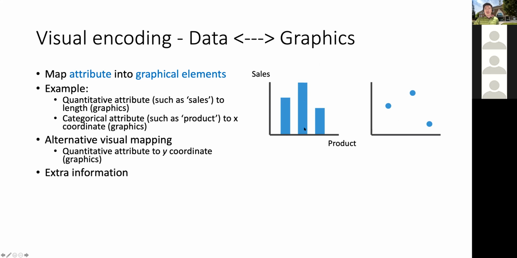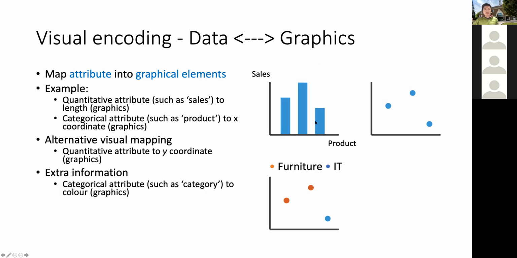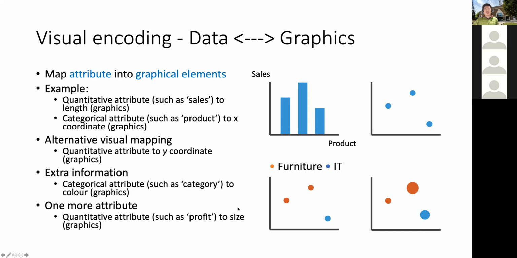And one thing you can potentially do with this kind of scatter plot visualization is encode extra information. For example, you can use color to indicate the type of product. So here, the red one represents furniture, and the blue one represents IT products. And in theory, you can do this with a bar chart as well. Okay, and you can even have one more attribute in this sense: you can use the size of the circle to represent another attribute, for example, the profit of different categories.